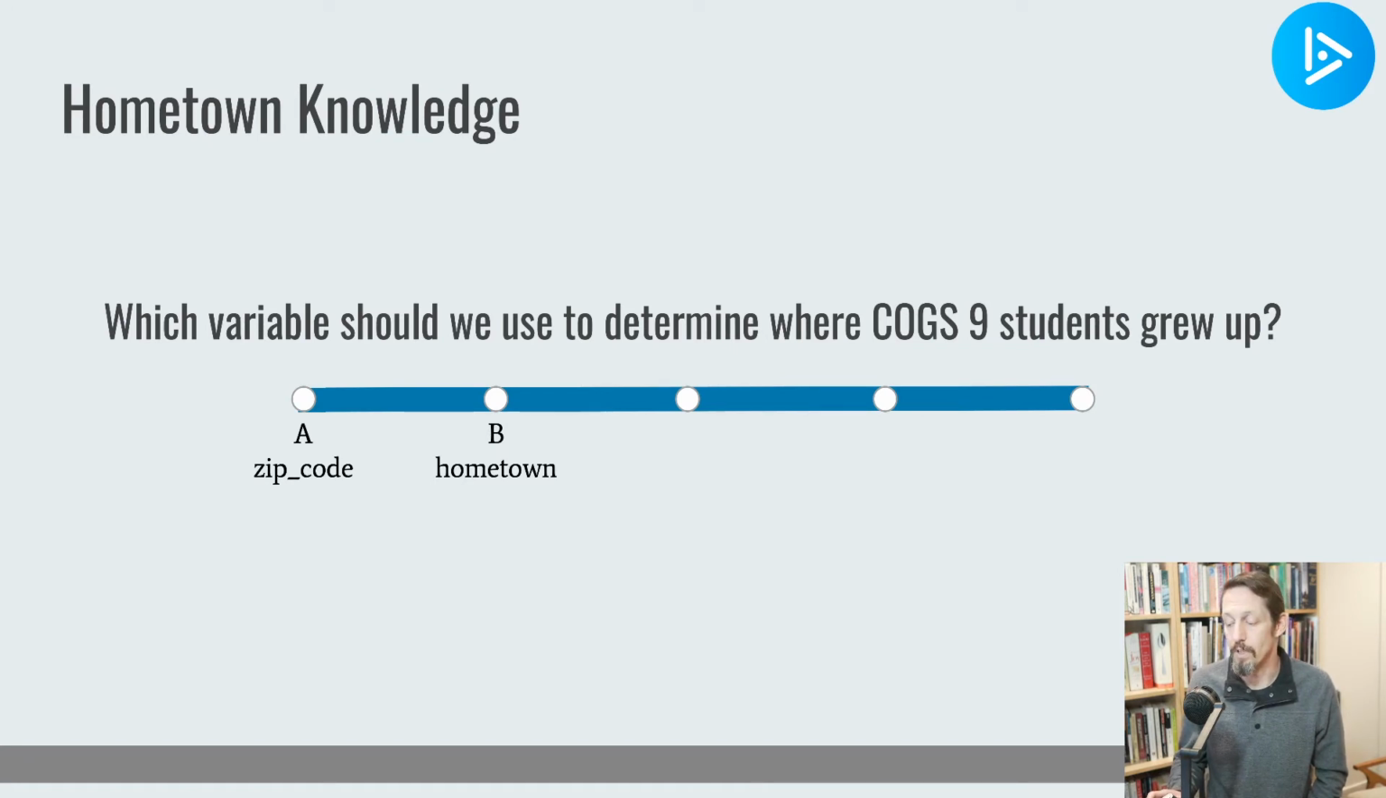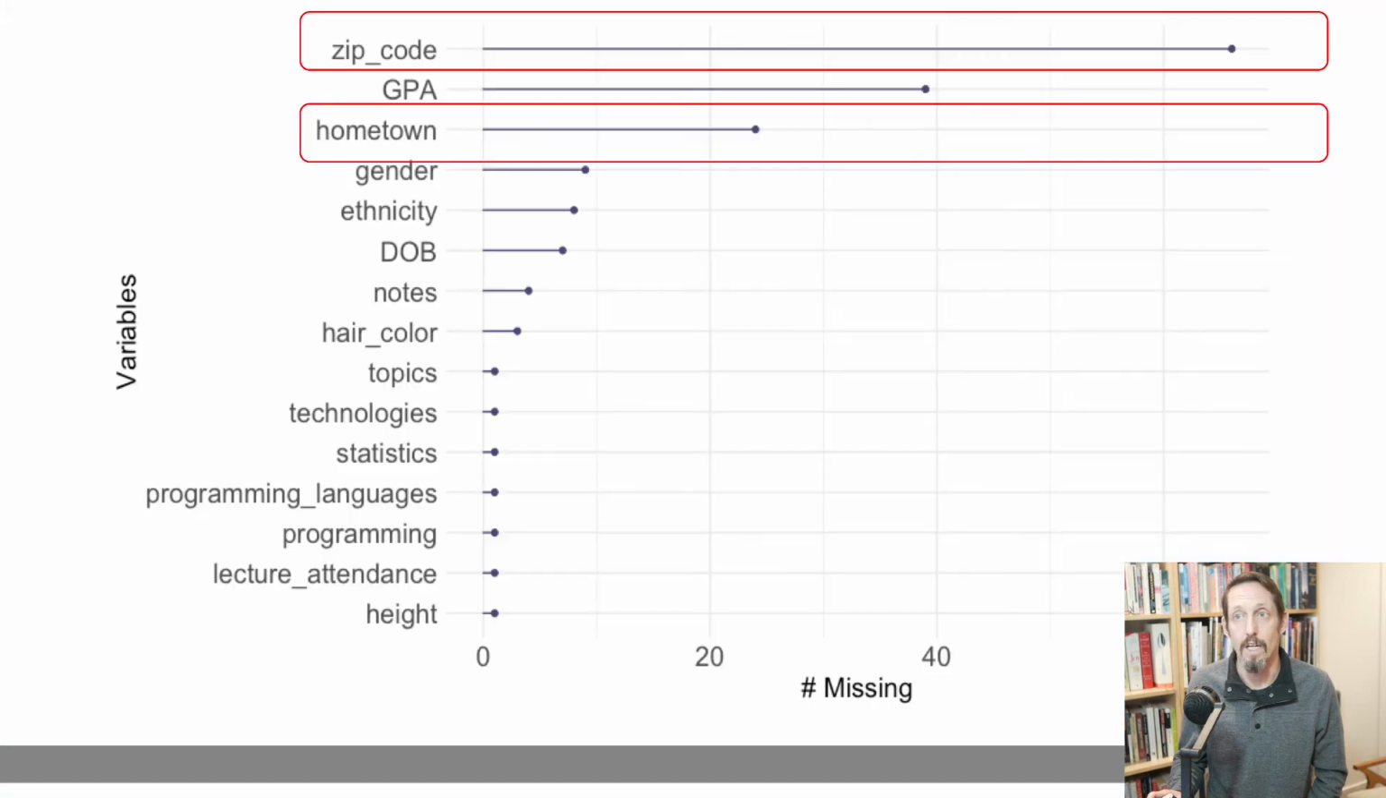So, well, there's going to be differences when we do that kind of data. All right? So look at the missingness. Zip code data has way more missingness than hometown data. Why do you think that is?